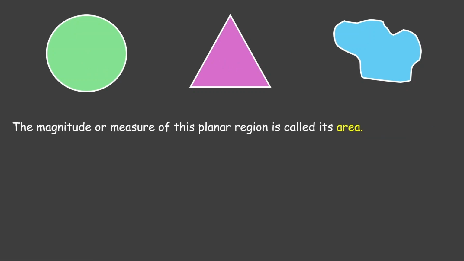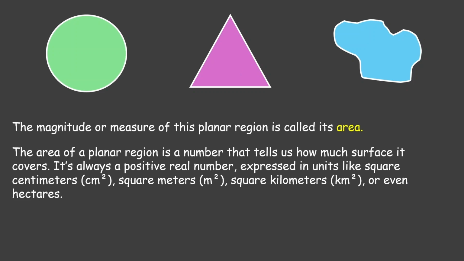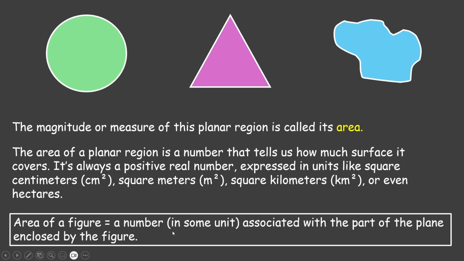The magnitude or measure of this planar region is called its area, that is the amount of space it covers. So the area of a planar region is basically a number that tells us how much surface it covers. It's always a positive real number and it is expressed in units like square centimeters, square kilometers, or square meters, or even hectares. So we can say that the area of a figure is given by some number in some unit associated with the part of the plane enclosed by that figure.